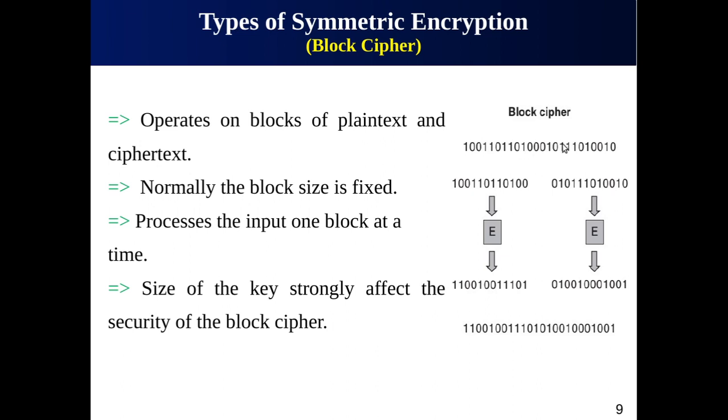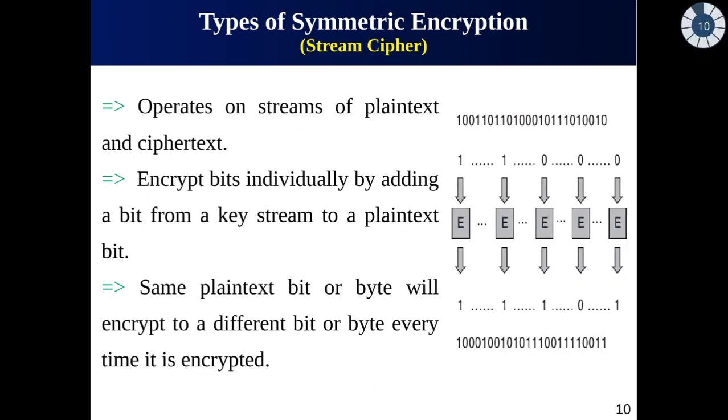We have the plain text, we divide it into blocks. Here you can see two blocks, and then we apply the encryption algorithm. And then it produces a block of ciphertext, and then we combine the blocks of ciphertext. Some of the important algorithms that make use of block cipher are the DES algorithm, triple DES algorithm, and the advanced encryption standard algorithm. Let us see what is a stream cipher.